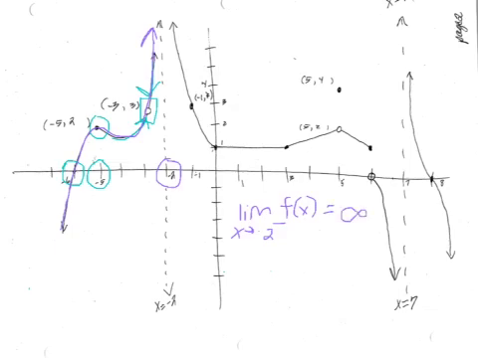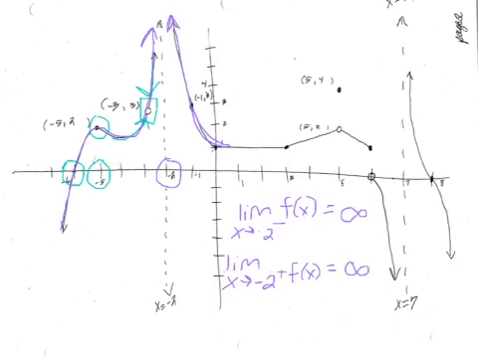Now let's see what the limit of the function is as x approaches negative 2 from the positive side of the graph. Again, I am going to follow along my graph towards the asymptote at negative 2, but this time I'm coming in from the positive side. And again, my graph is going up towards infinity.